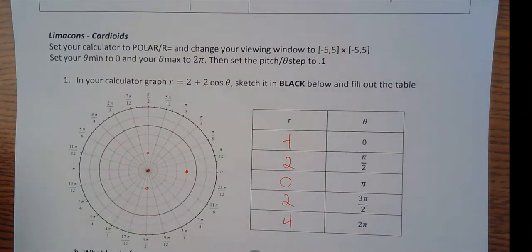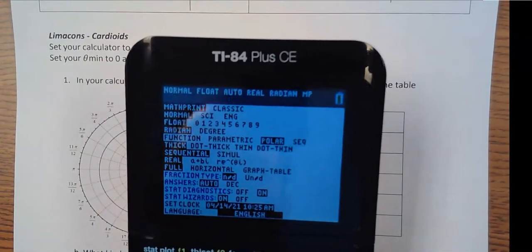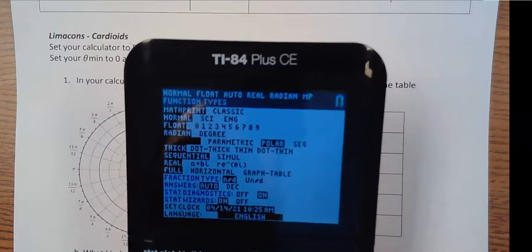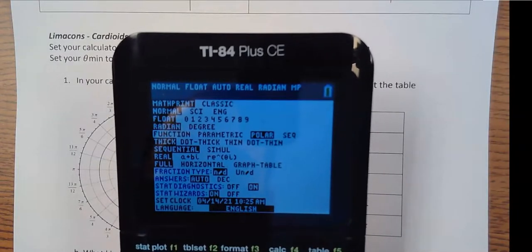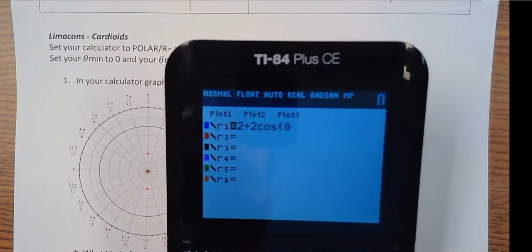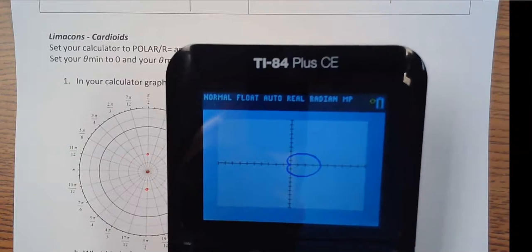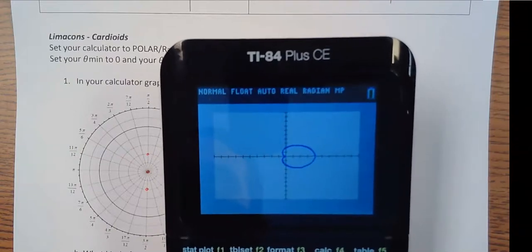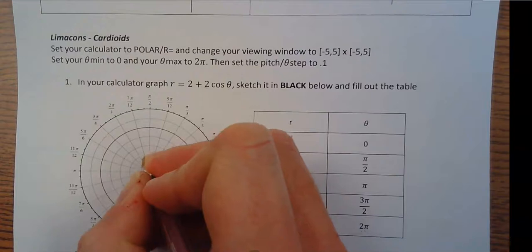But let's look at the whole thing now. So again, we're going to put this in, make sure your mode is in polar down here. So I'm at polar and radian mode. And let's see, so we'll go y equals, so 2 plus 2 cosine theta. And I graph it. And there's what's really happening with it. So it should look like that. And I've got my points down pretty good. It comes out a little bit this way.